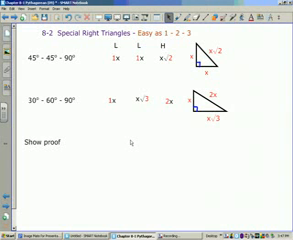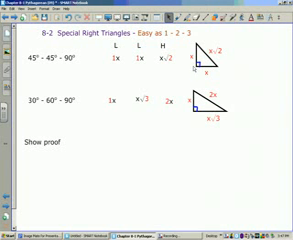We've been talking about right triangles and their special relationships. We can always use the Pythagorean theorem, but sometimes it's much easier to know these relationships and the computation can be simpler. So let's look at what they are.